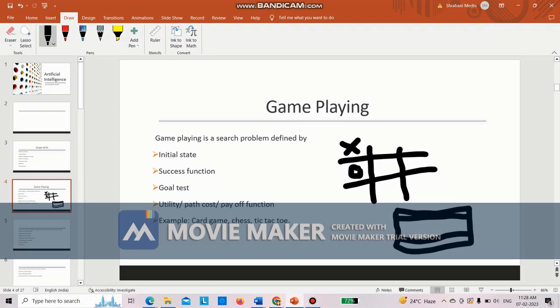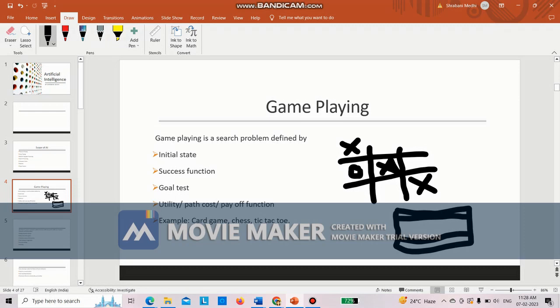Now coming to goal test. What will be the goal test for this particular tic-tac-toe game? Whenever we are able to put the same symbol, the cross or circle mark, in a horizontal, vertical or diagonal position, then it is a goal test. It will be the same for both circle and cross, diagonal, horizontal and vertical, right? So that is the goal test.